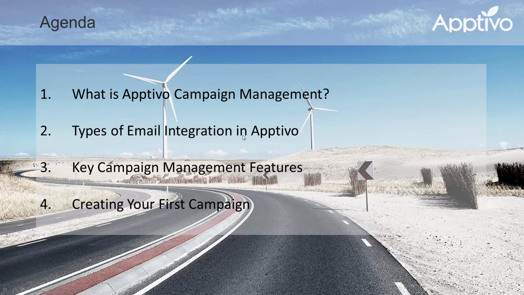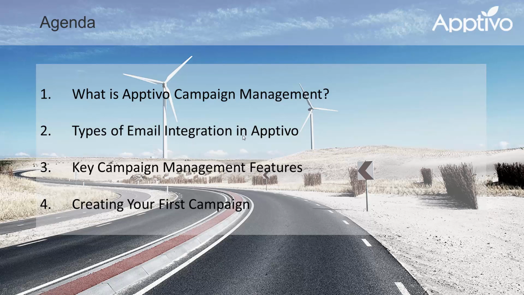Then specifically in Apptivo, there's a lot of different features, and specifically there's actually a lot of features directly related to email. So I want to take a quick moment and talk about what is campaign management in Apptivo as compared to the rest of the typical day-to-day email features that we have available. And then when we're talking about campaign management, what are the key features involved? What do we need to do to get a campaign set up?